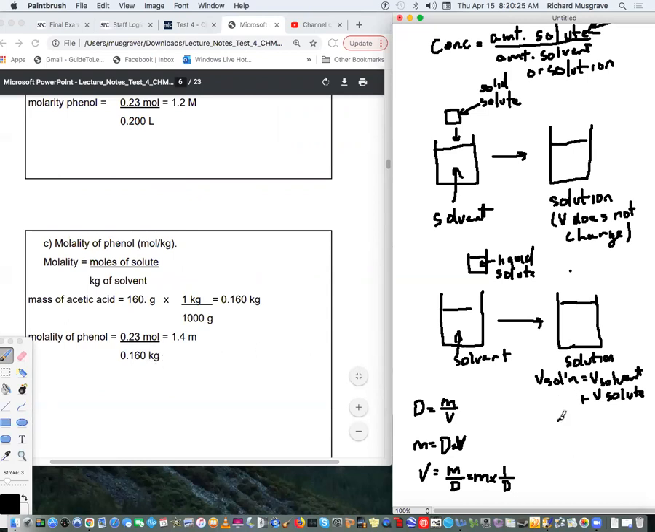So summarizing so far those units at the end, big M is equivalent to moles per liter. Little m is equivalent to moles per kilogram. Does anybody have any questions so far?